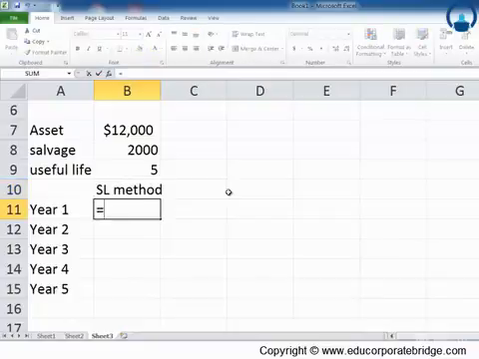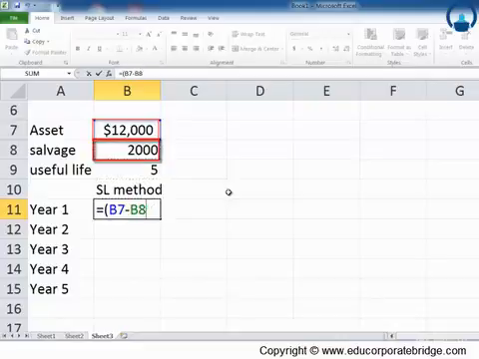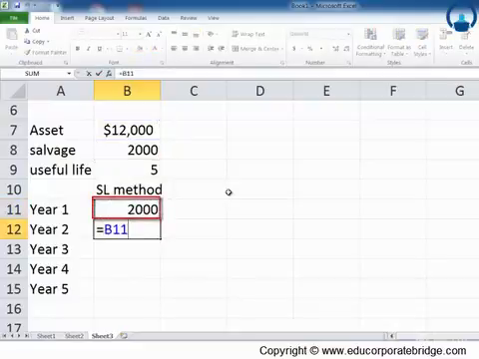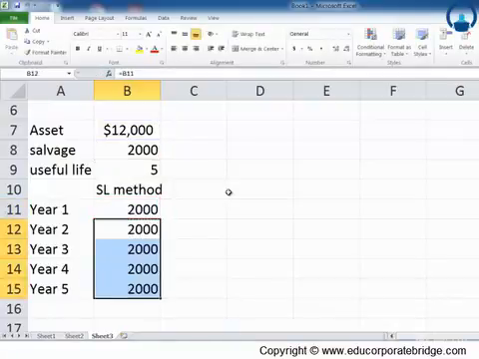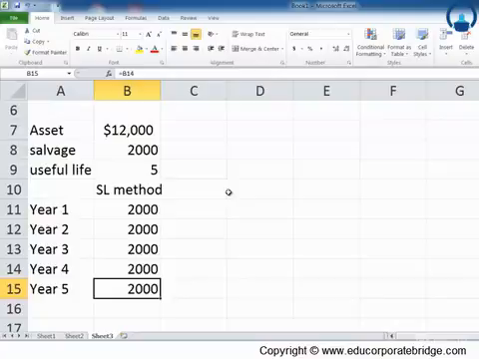So depreciation would be 12,000 minus 2,000 divided by 5. This comes out to be 2,000 each year. So this remains constant for all the 5 years.